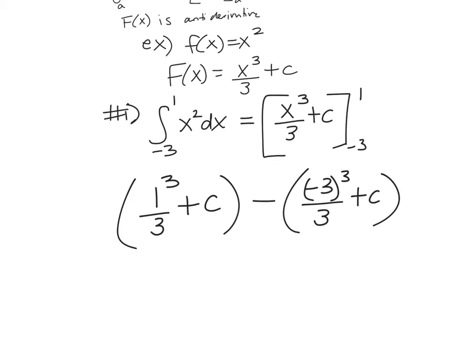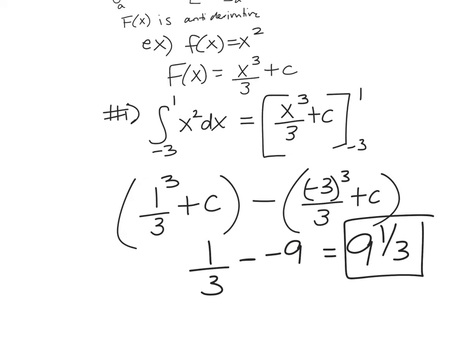All right, so then 1 cubed over 3 is 1/3 minus negative 27 over 3. So then you get 9 1/3. And that's what the answer is.